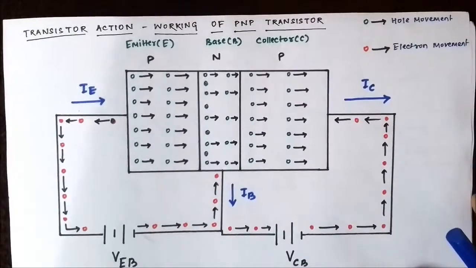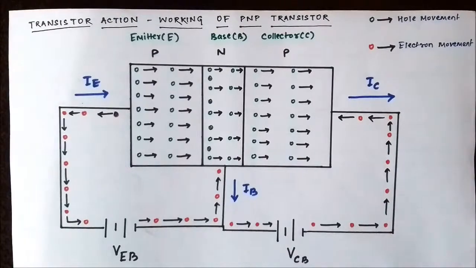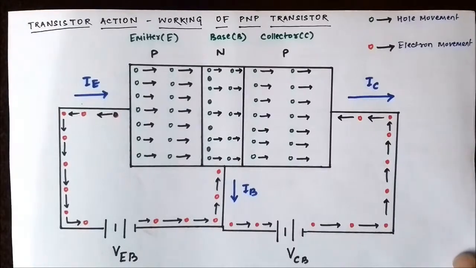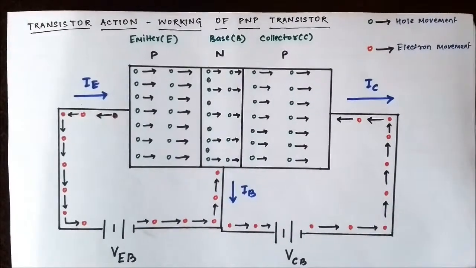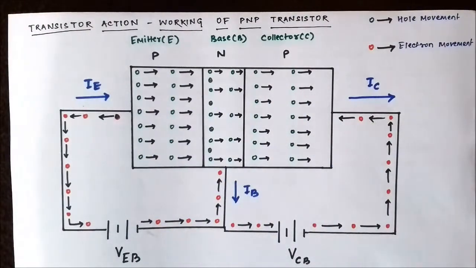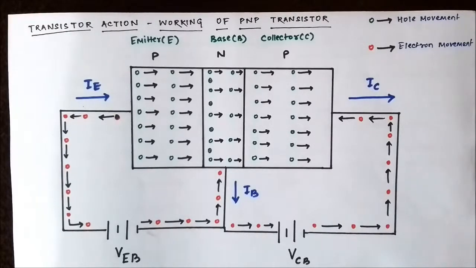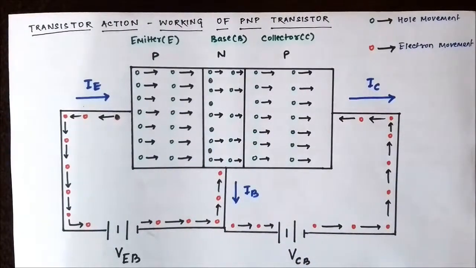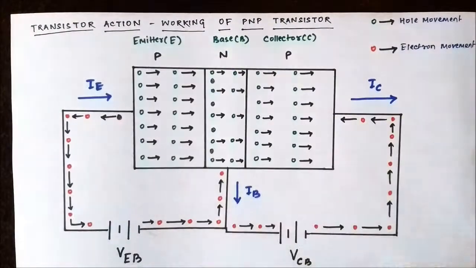Okay, so here you have the circuit diagram or the connection of a PNP transistor. Here we have used the PNP BJT block instead of the symbol, so that you can actually visualize how the movement of the majority and minority charge carriers takes place. That is, the majority charge carriers are holes and the minority charge carriers are electrons, because it is a PNP transistor. Okay, so here is the diagram.